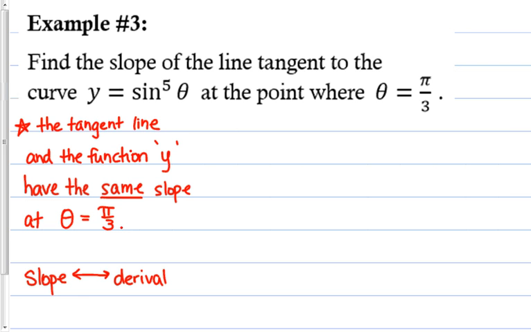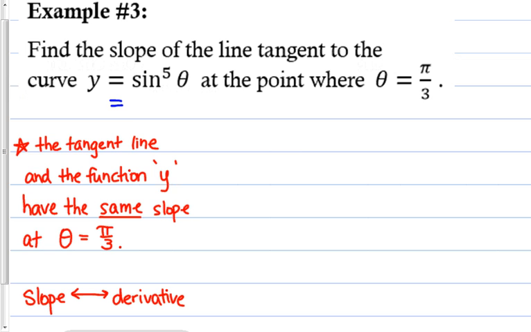So in order to find the slope, I'm going to derive. Okay? Alright, so derive. Now, this right here is a chain rule. I'm going to call it, let me write it over somewhere else. Okay, so I'm going to call this, it's sine of theta to the 5th power.